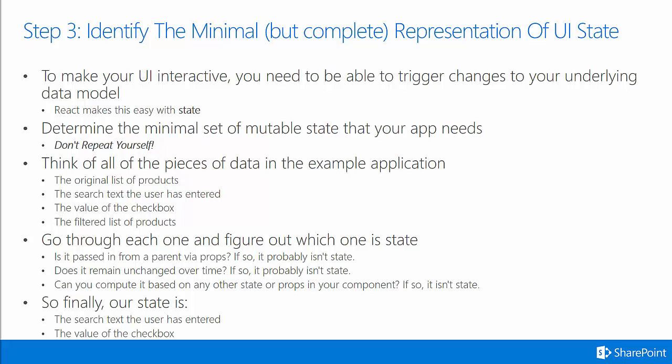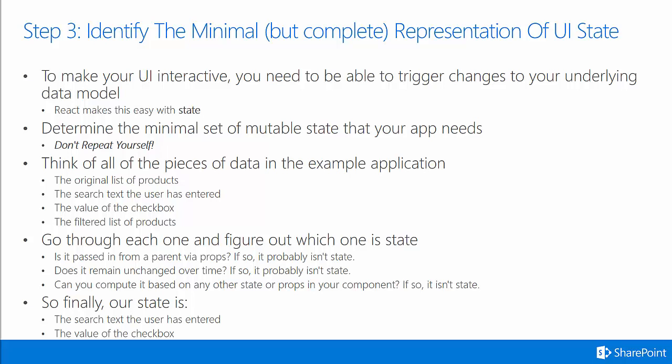Think of all the pieces of data in our example application. We have the original list of products, the search text the user entered, the value of the checkbox, and the filtered list of products. Let's go through each one and figure out which one is state. Simply ask 3 questions about each piece of data. Is it passed in from a parent via props? If so, it probably isn't state. Does it remain unchanged over time? If so, it probably isn't state. Can you compute it based on any other state or props in your component? If so, again, it isn't state.